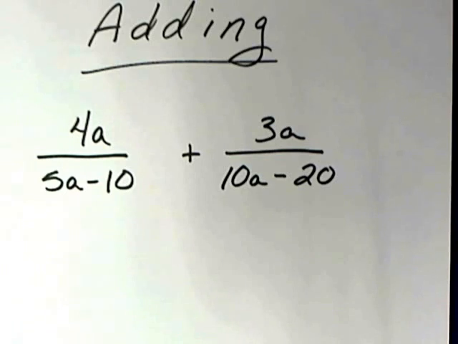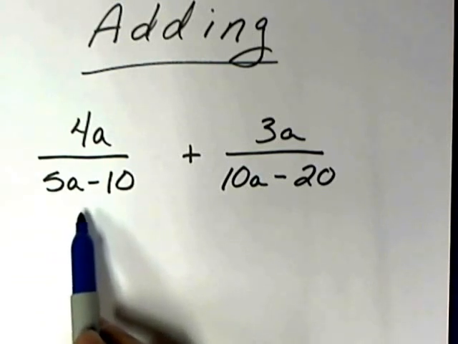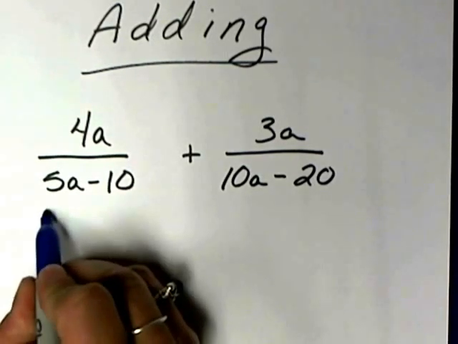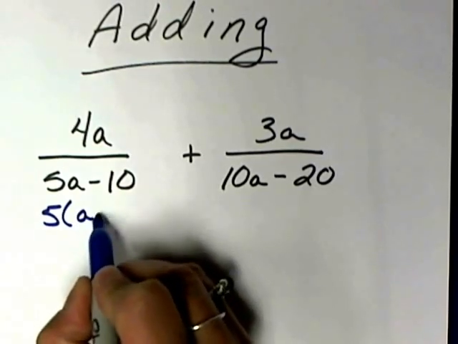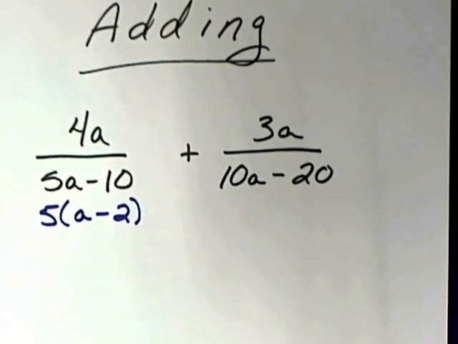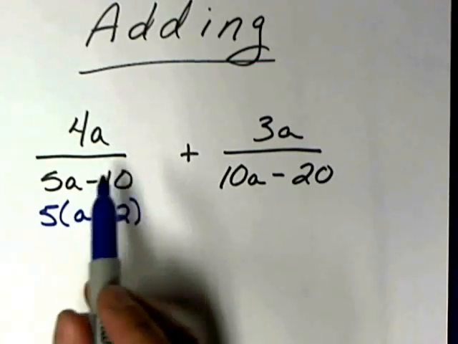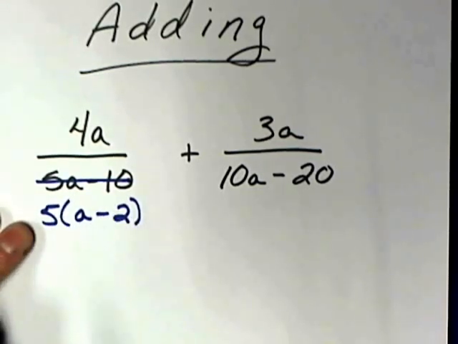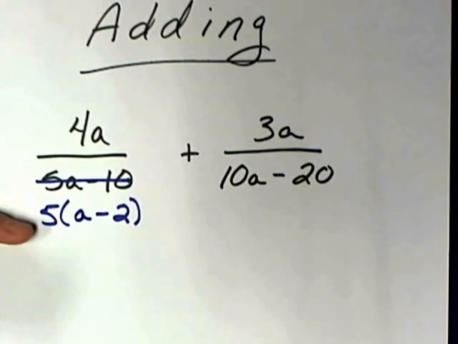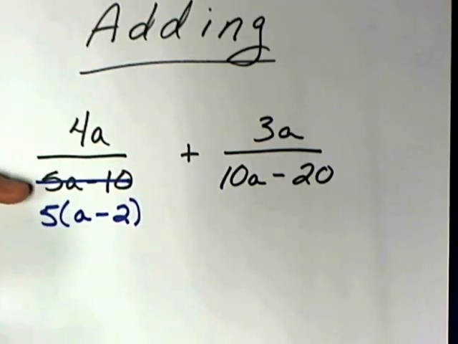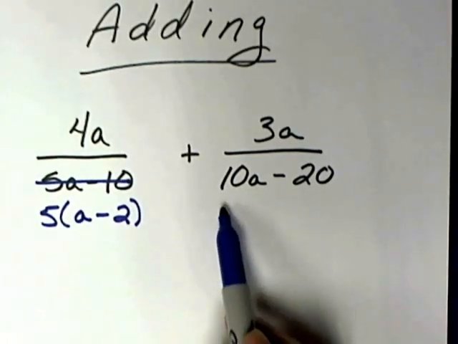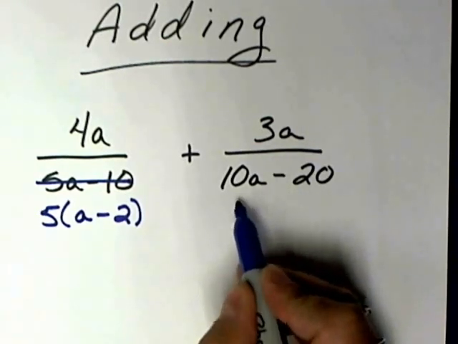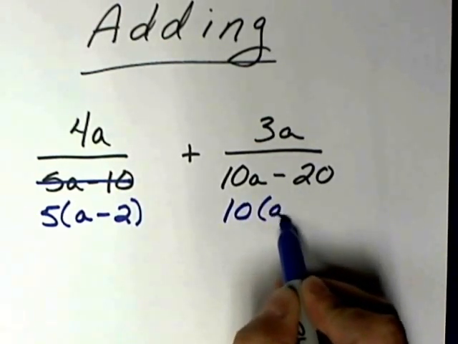So the first thing I always do is factor my denominators. So in this case, I have 5a minus 10. There's only a greatest common factor there, so I pull out the 5 and I'm left with a minus 2. Remember, we are dividing out the 5 to the front, not subtracting. I like to cross out what my denominator was so that I now know that this is the only thing I have left. Remember, the 5 times the quantity of a minus 2 is the same thing as the 5a minus 10. It just looks different, but it's equivalent to it. I'm going to do the same thing over here. I have a greatest common factor of 10, so I'm going to pull out the 10, and I'm left with a minus 2.